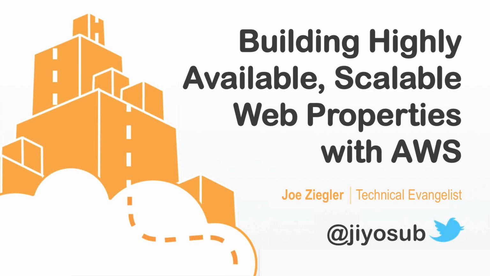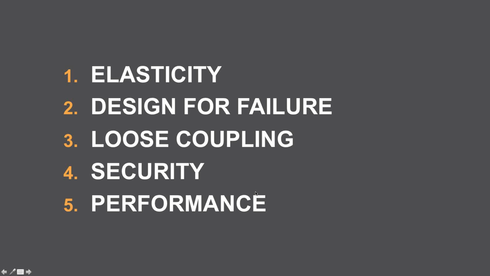All right, let's get started. So basically, what we're going to talk about is 5 principles for building highly scalable web properties. And these are actually the same 5 principles that Amazon used to develop its highly scalable infrastructure, and it's a lot of the different principles that we use when we design our services with Amazon Web Services. And that's elasticity, design for failure, loose coupling, security, and performance. So I'll go into each one of these.